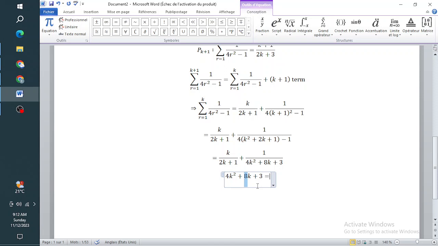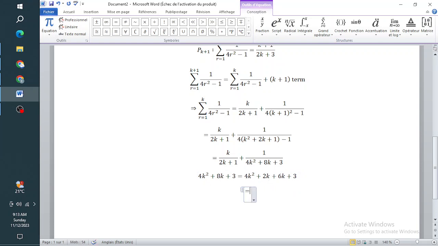What are those factors? 6 and 2. If we add 6 to 2 we have 8. If you multiply you have 12. So you have 4k squared plus 2k plus 6k, since 8k is a sum, then plus 3.